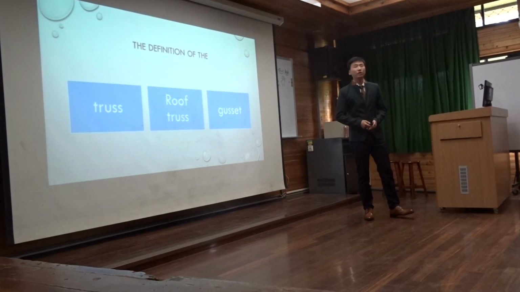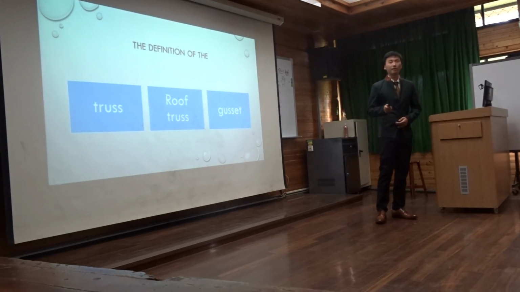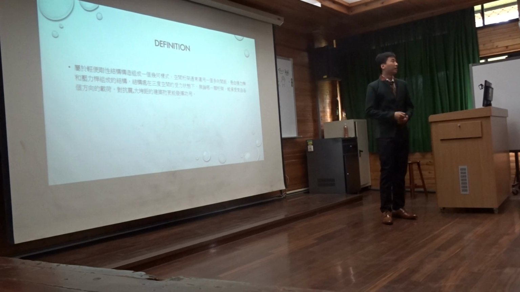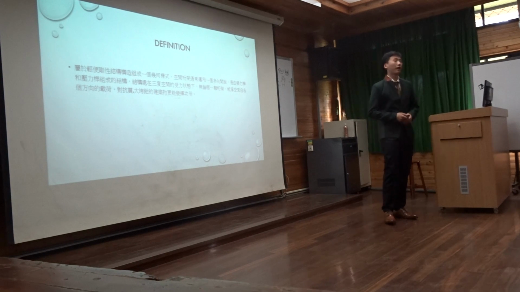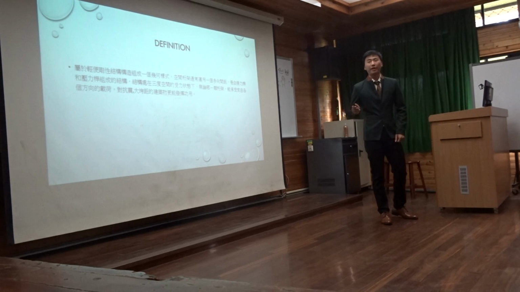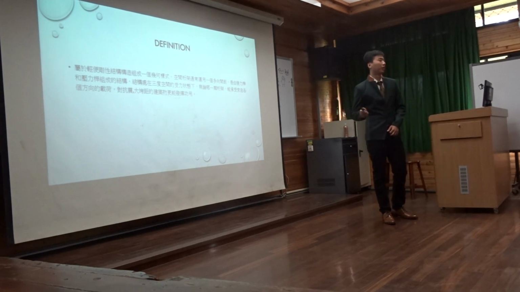Do you know the definition of the truss? And what is roof truss and gusset? The simple truss or truss structure is an assembly of members forming a rigid framework of triangular shape. No matter what type of truss, it can hold up the pressure from all directions. It's useful for earthquake resistance and large-span buildings.